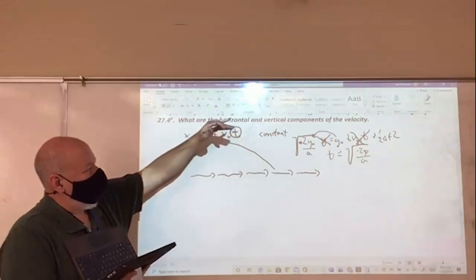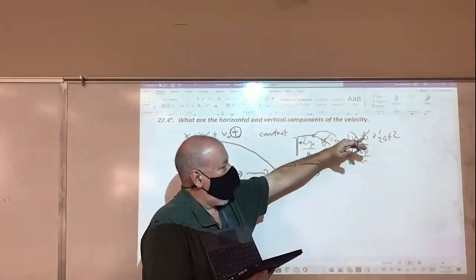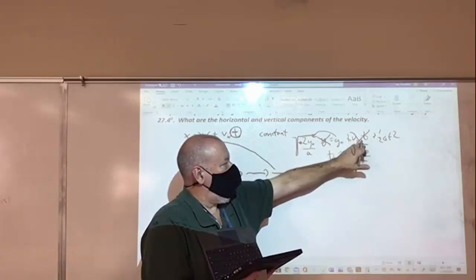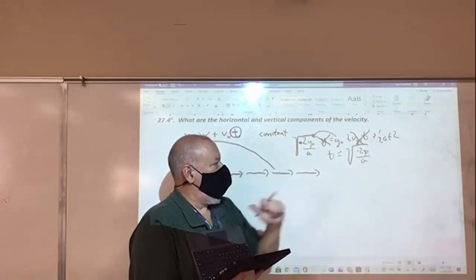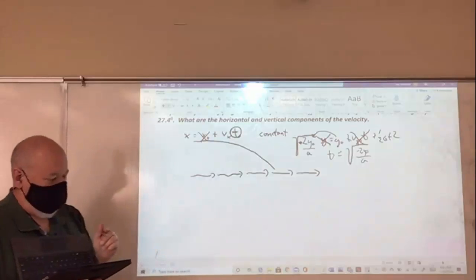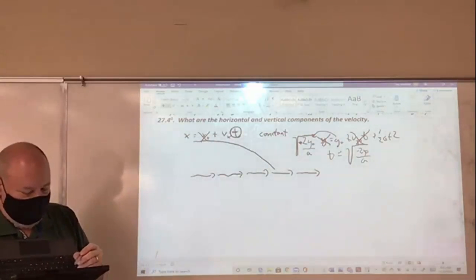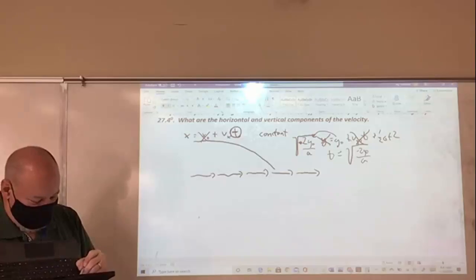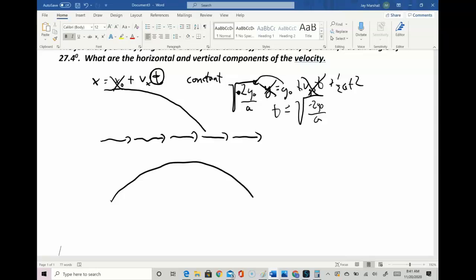So horizontal launch, you need to find time using this formula, and it boils down to t equals the square root of negative 2y0 over a. On the other hand, if you have an angled launch and you need to find time, you're probably not going to be able to use this formula because you're not going to know how far the person went yet. So you won't be able to use this.